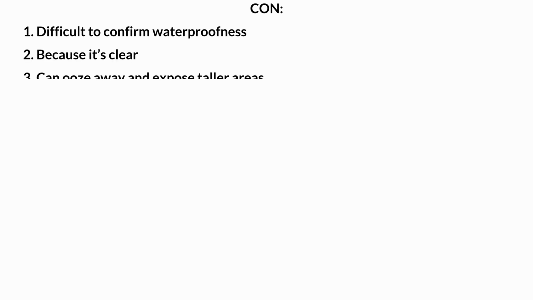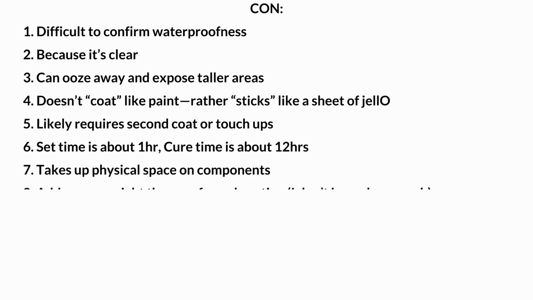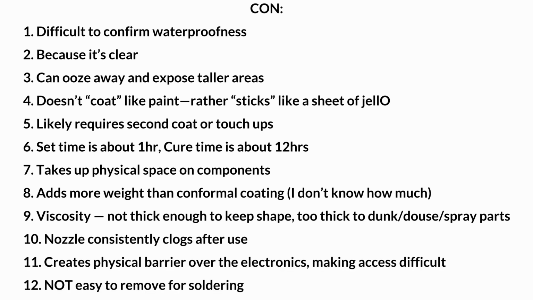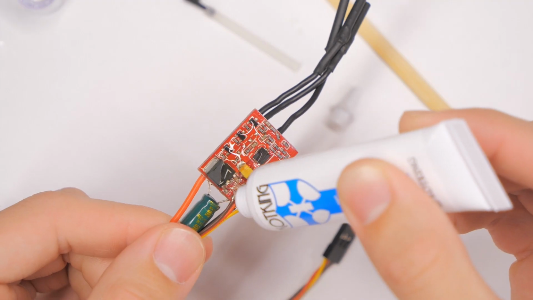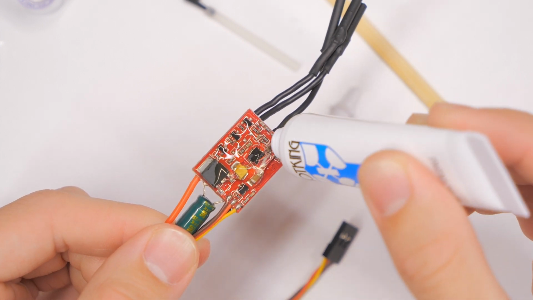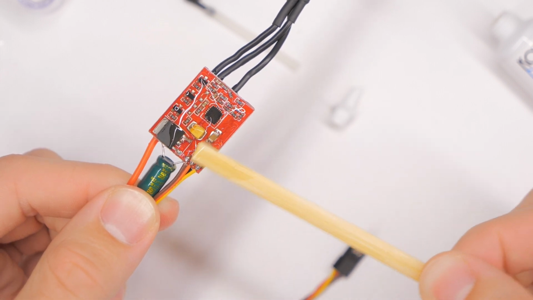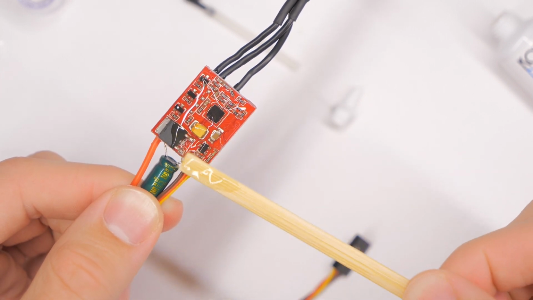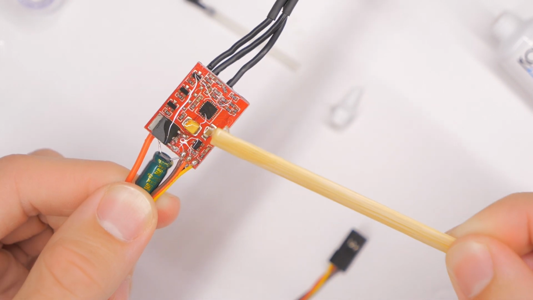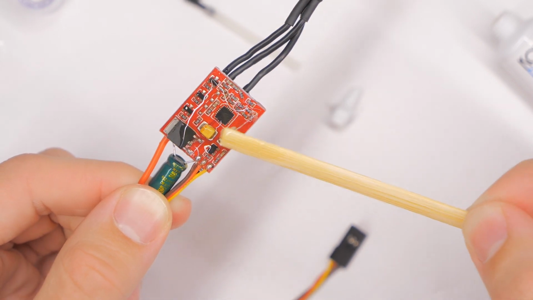Now, first of all, this is the biggest one. It's difficult to confirm the waterproofness of the actual coating that you put on there. And I'll explain why in the next few reasons. In my testing, I had to do several coats and touch up areas because it was not waterproofing like it was the rest of the board. I tested this on an ESC and a little brushless motor setup.